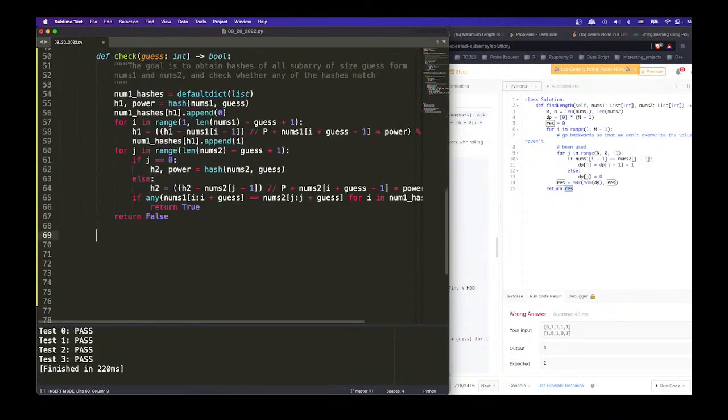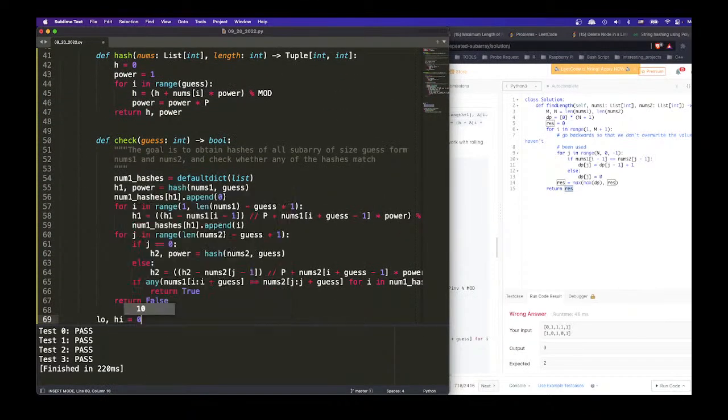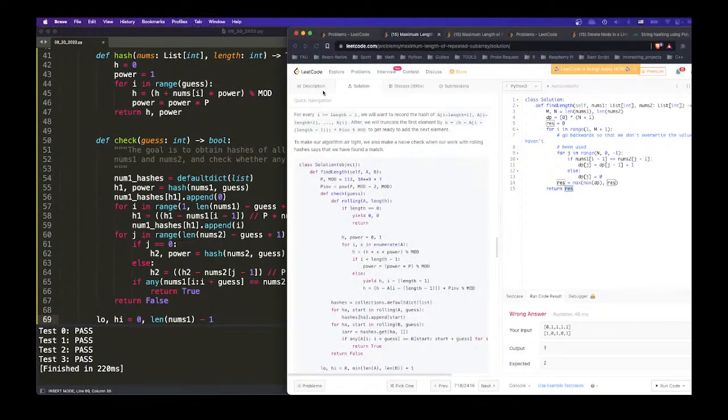Now we're gonna go binary search. Low, high is 0, len nums1 minus 1. Did they say the two are the same?